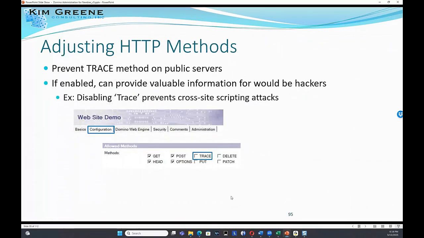Another thing would be to adjust HTTP methods. You want to prevent the trace method on public servers typically. If enabled, it can provide valuable information. If the trace option is enabled, hackers can use that for their own good. So if you disable trace, you can actually prevent some of these cross-site scripting attacks.